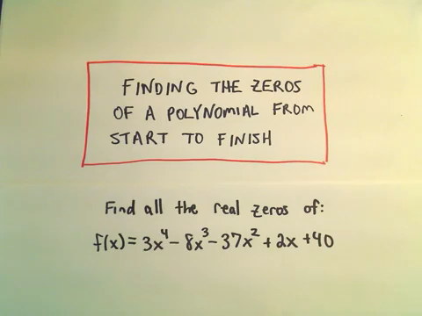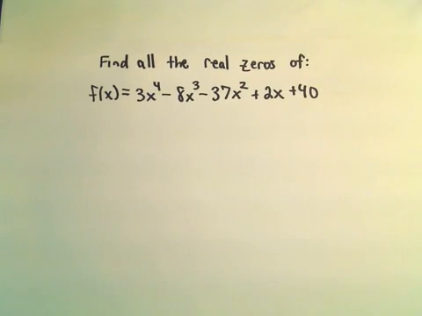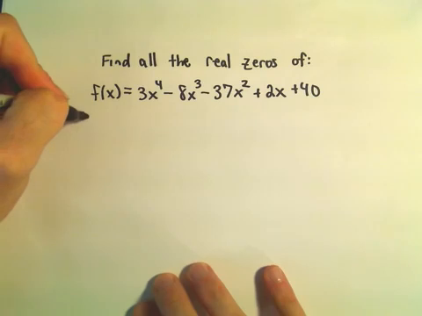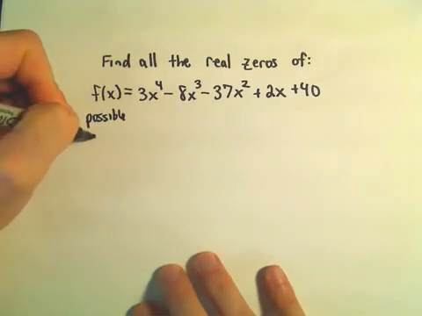Okay, in this example we're going to find all the real zeros of this polynomial: 3x to the fourth minus 8x cubed minus 37x squared plus 2x plus 40. And again, the way we go about doing this, at least the way I'm going to tackle the problem, is first off I'm going to list all the possible rational zeros.